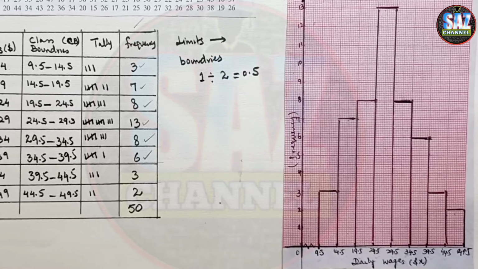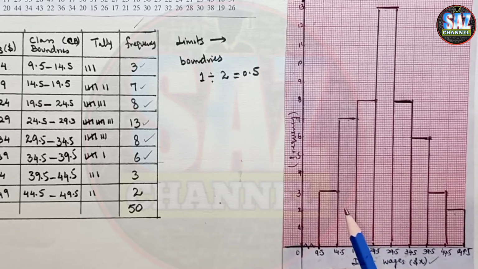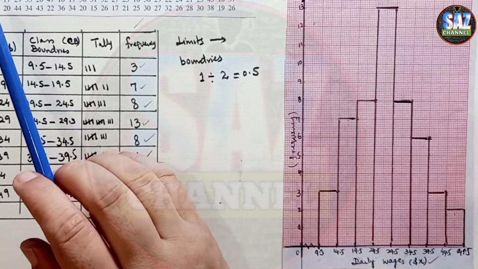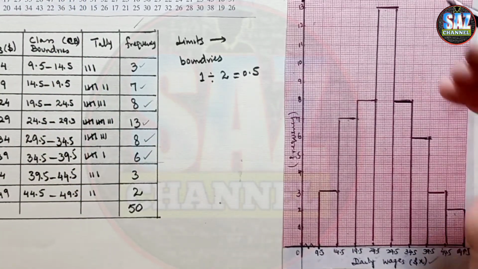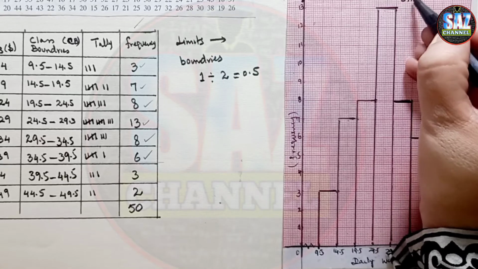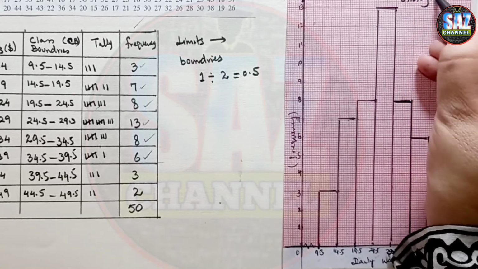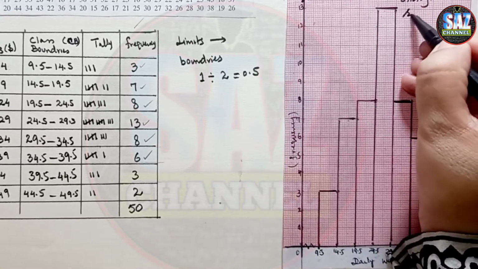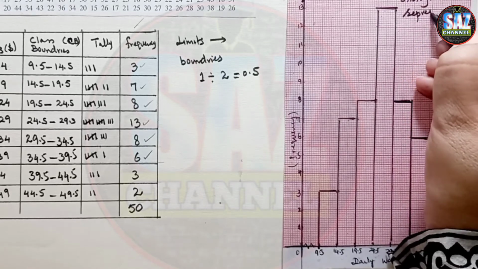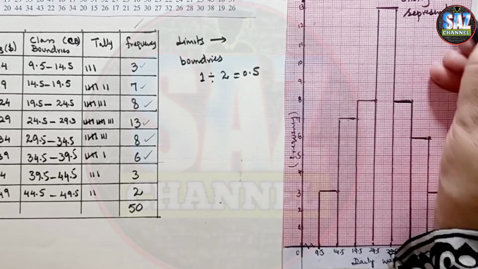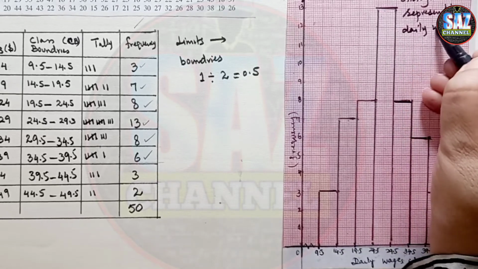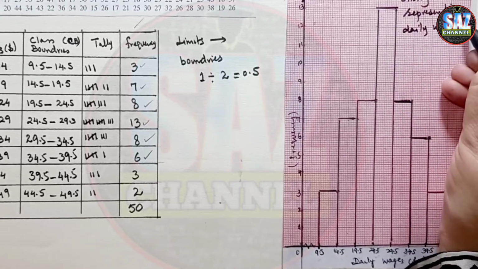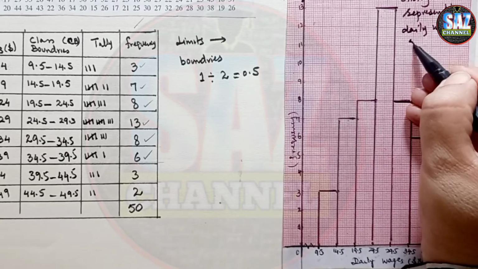And now we have marked the axis and we have constructed the histogram, and now what is left? We are left with the title: Histogram representing daily wages of 50 workers.